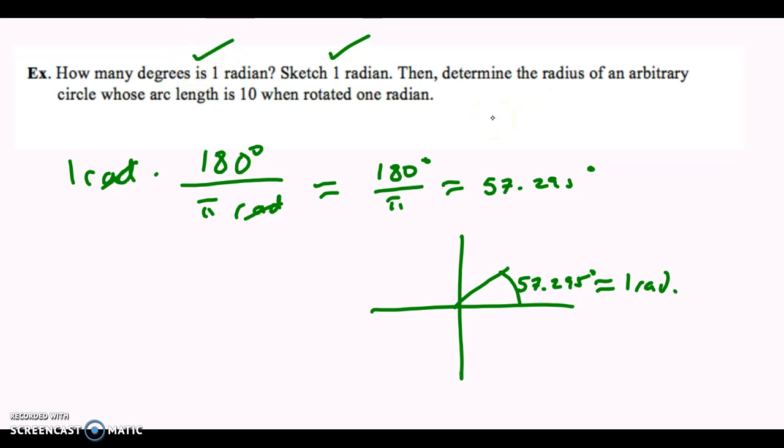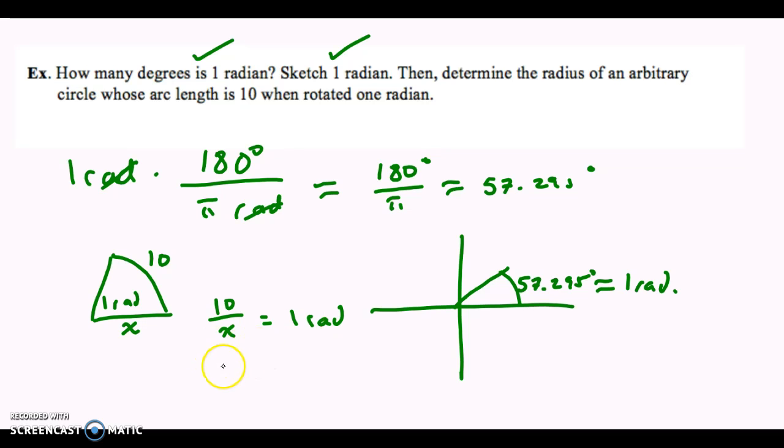Now, let's determine the radius of an arbitrary circle whose arc length is 10. So here I have a circle, I have an arc length of 10, and I'm going to erase that picture because that's misleading. I have an arc length of 10, and I know that the rotation is 1 radian, and I need to find my radius. Well, I know that if I divide my arc length by my radius, I should get 1 radian. Solving that, I end up getting that 10 has to be my radius.